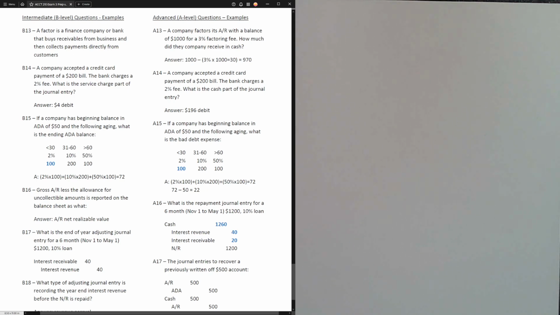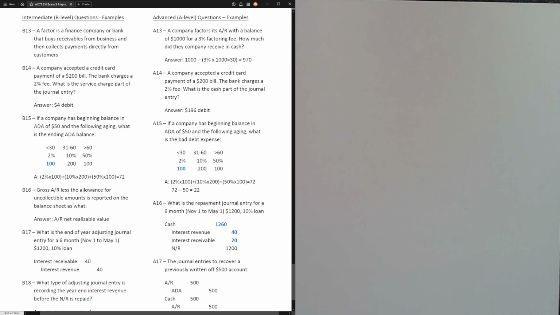B14 and A14, both of them are credit card payments. They're just flip sides of the same coin. It's the same calculation. And again, we're still talking about a charge. So if we sell something to a customer for $200 and they're going to use a credit card, well, the credit card company charges us, the retailer, 2%. So how much is that?